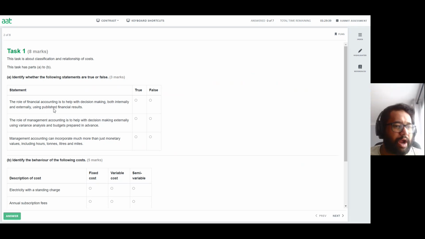The role of financial accounting is to help with decision making both internally and externally using published financial results. So if you look at that, what is the meaning of that? Your job with financial accounting is to help with decision making both internally and externally using published financial results. Yeah, that's part of it, isn't it? Because that's what financial accounting is for.